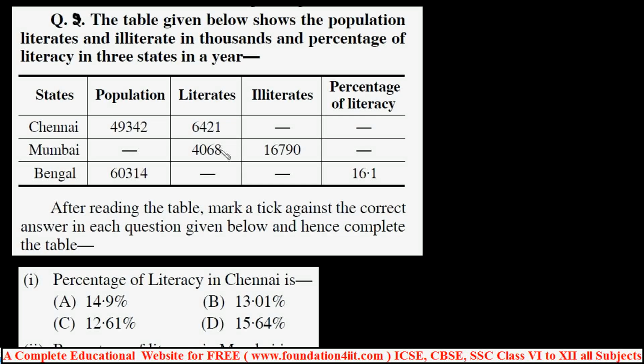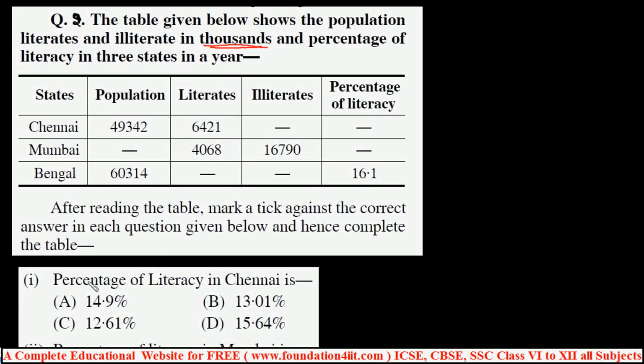In Mumbai, literates and illiterates are given, population is not given and percentage is not given. In Bengal, population is 60,000, 314,000 and percentage of literacy is 16.1. So the data is in thousands. So the answer also you can write in thousands. Let us see the question now. After reading the table, mark the tick against the correct answer in each question given below and hence complete the table. First of all, we can solve this according to the question, how much is asked.